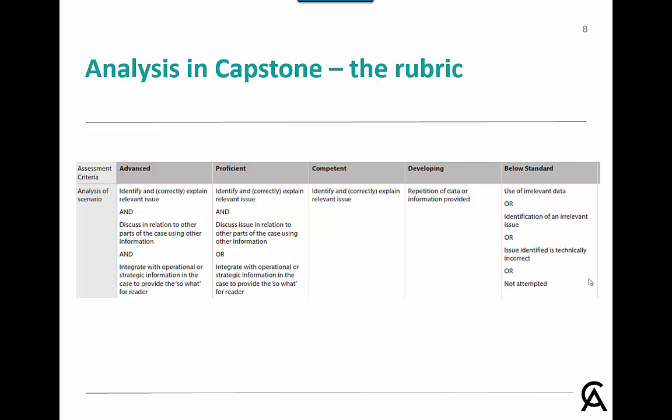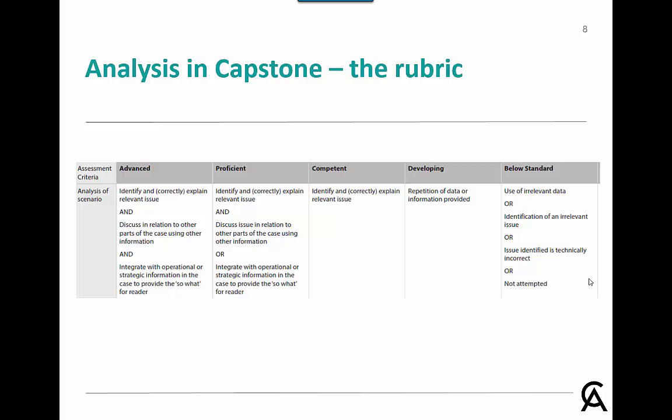If you haven't read it, I suggest you stop the video and go through it, then come back. It would also be a good idea to have a copy of the rubric alongside you now as we go through the rest of the video. To explain the rubric, there are 5 levels which indicate the level of attainment your analysis has reached. They range from below standard on the right-hand side to advanced on the left-hand side.